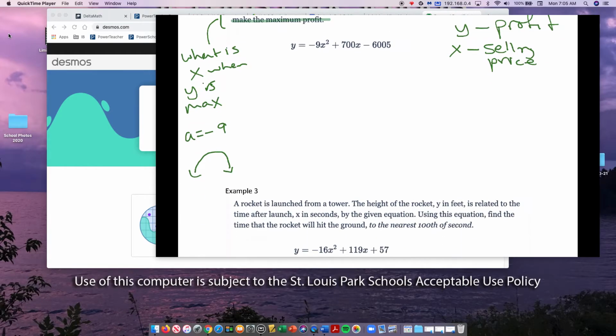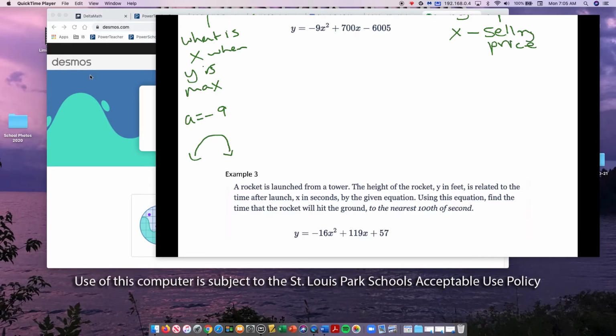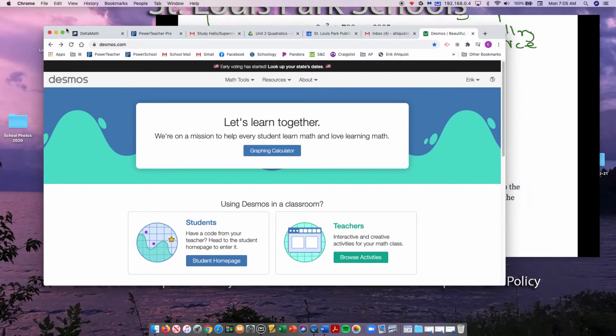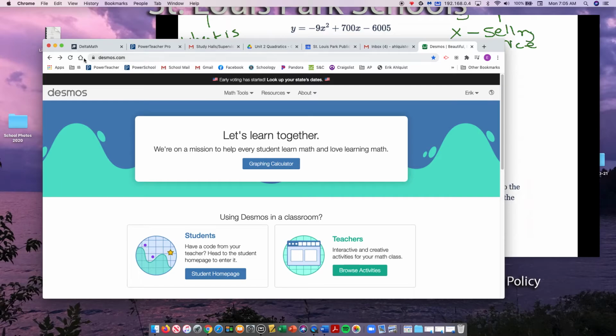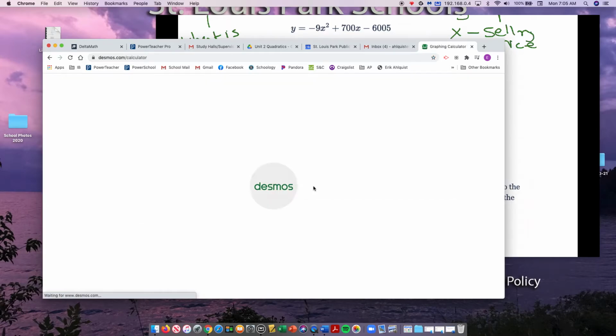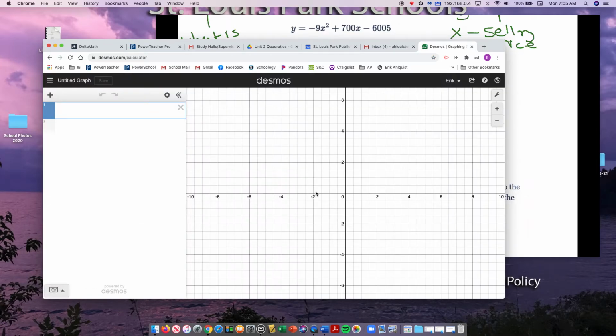So what we're going to do is go to Desmos. If you just type in desmos.com, you'll get this. And if I just hit graphing calculator, I can get a graphing calculator. And right in here, it's just like any graphing calculator. I can type in negative 9x, and then I want to raise it to the second power. So it already drew a parabola for me. You can see that it already drew a parabola.